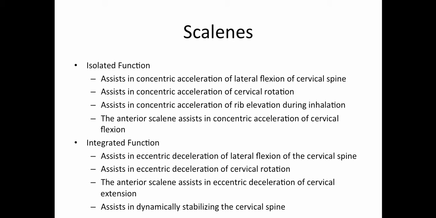The anterior scalene assists in concentric acceleration of cervical flexion. The integrated function of all the scalenes is that they assist in eccentric deceleration of lateral flexion, cervical rotation, and deceleration of cervical extension. They assist in dynamically stabilizing the cervical spine.